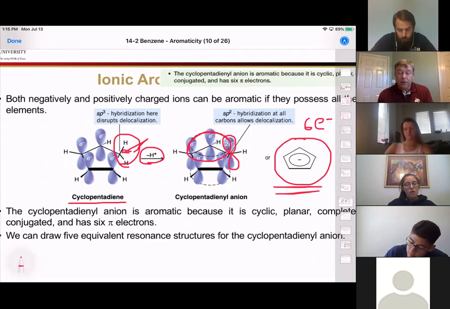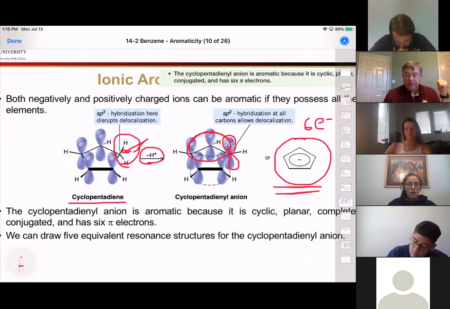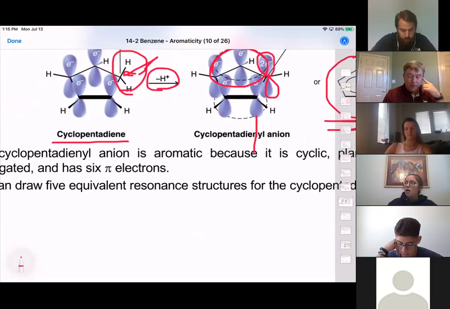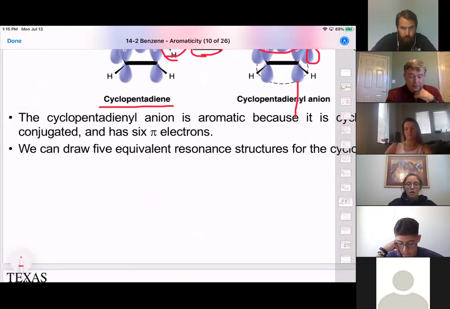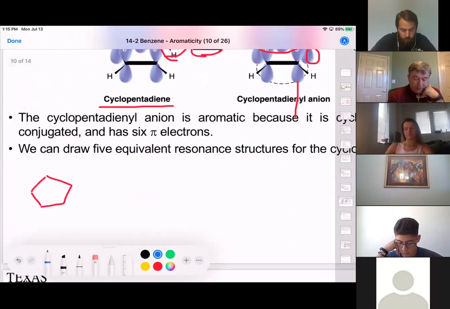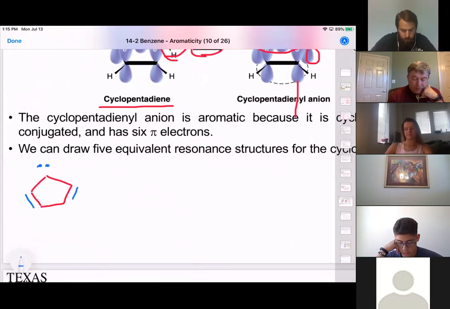Okay? So even though it's an anion, those electrons are in a p orbital, meaning it satisfies all 4 rules for aromaticity, okay? So the other thing we can do is that, well, if we have electrons in a system, we should be able to draw resonance structures, right? So let's go ahead and draw some resonance structures for this system and see where we can do it. Okay, so we have our basic ring here, and I'm going to put our electrons in a different color so we can kind of follow them around the ring here.